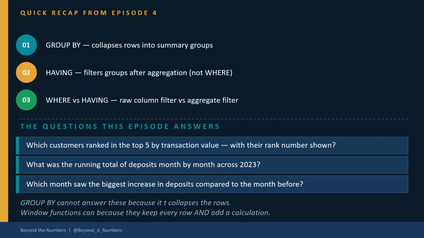Now look at the questions on the screen. Which customers ranked in the top 5 by transaction value, with their rank number shown? What was the running total of deposits month by month? Which month saw the biggest jump in deposits from the month before? Group by cannot answer these questions; you could only get the totals. The rank, the running total, and the month over month change require a different tool. That tool is window functions, and the reason group by cannot do it is the difference we're going to see in the next slide.